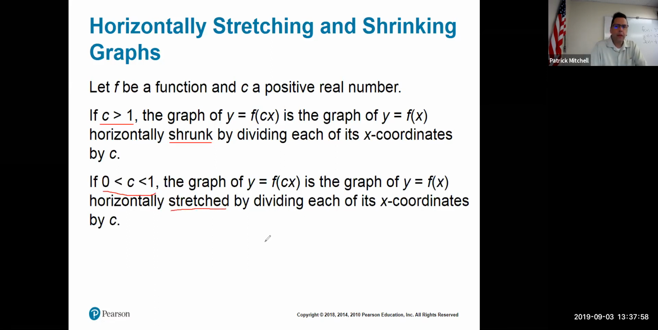Okay. And again, the difference between this and the vertical stretching and shrinking: to vertically stretch or shrink a graph, you put the number right in front of the whole function. Whereas to horizontally stretch or shrink it, you have to put that number right next to x.